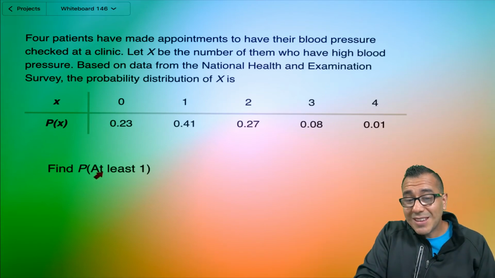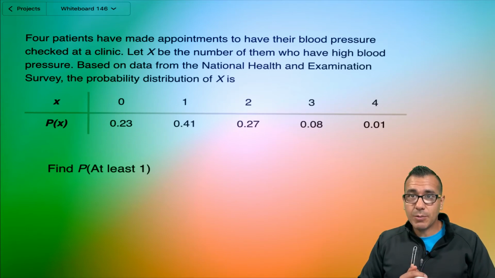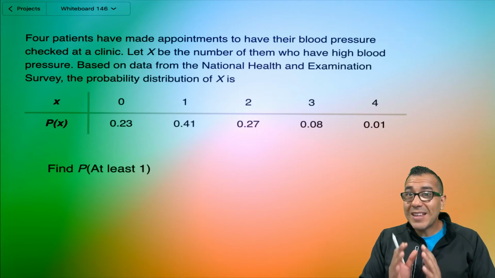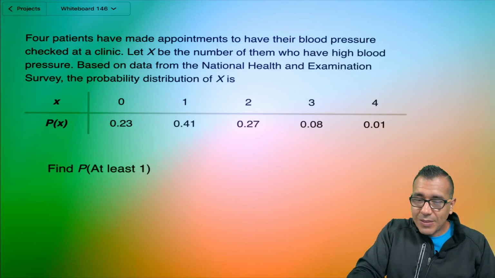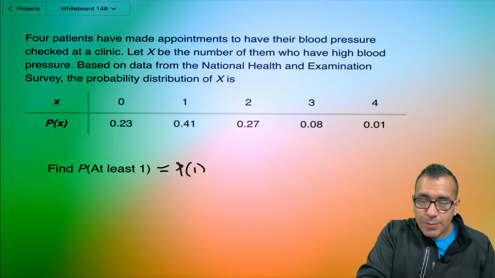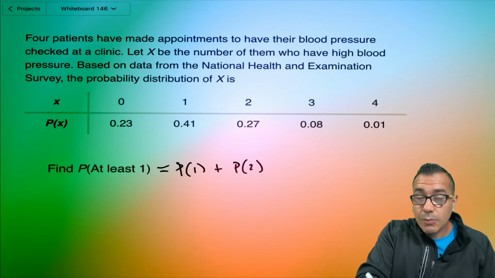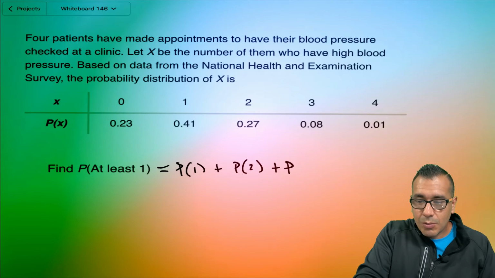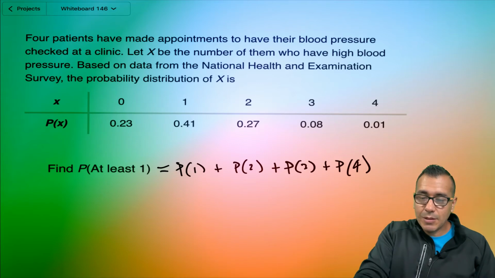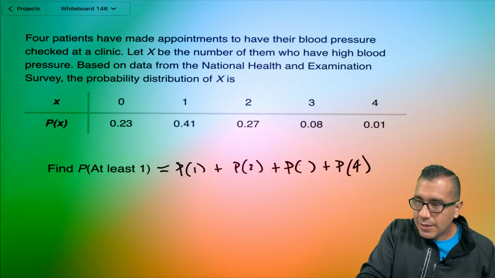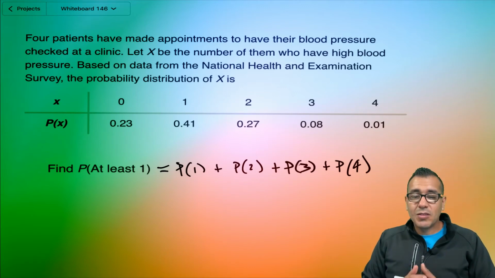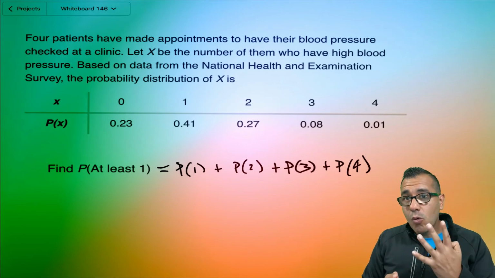Find the probability that at least one of them has high blood pressure. So at least one, right? When you say at least one or at least whatever, that's the smallest number it could be, and then we're looking at everything above that. So here, this really means the probability of 1, plus the probability of 2 of them having high blood pressure, or the probability of 3, or the probability of all 4 of them, right? Let me make that 3 a little cleaner. All right. So now all we're going to do is add up those 4 probabilities.